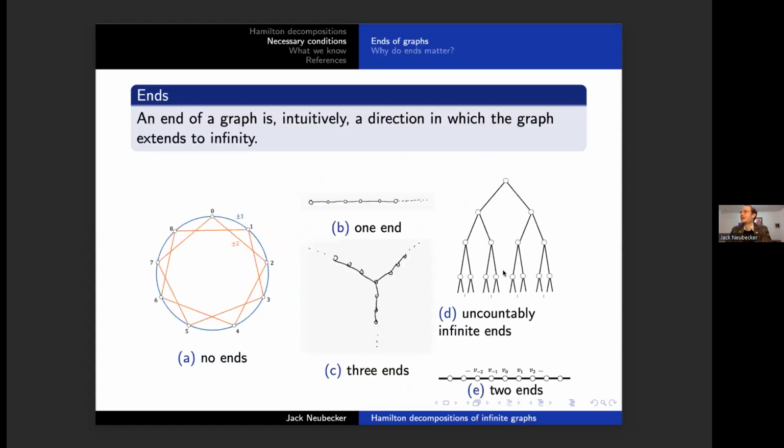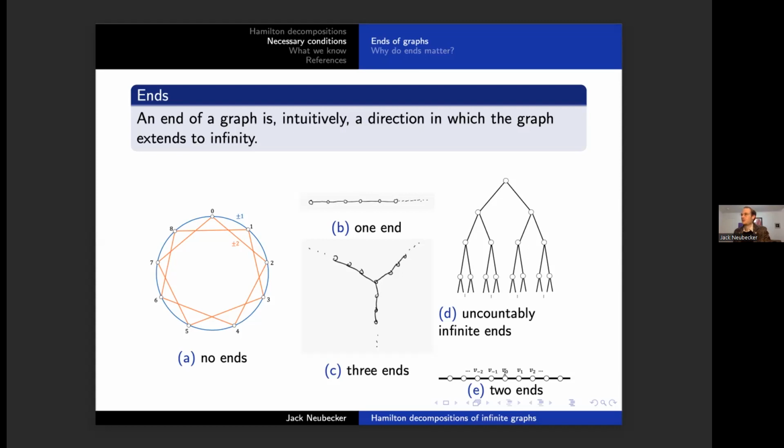Anyway, let's understand a little bit more about the structure of an infinite graph. So an important topic that we need to get into our brains is the notion of the ends of a graph. So intuitively, an end of a graph is a direction in which the graph extends to infinity. Finite graphs don't have ends. That's an easy one. The ray that we saw earlier has one end. It only goes in one direction.